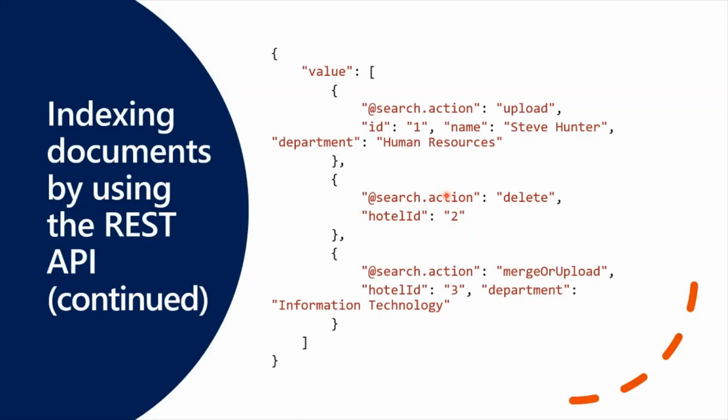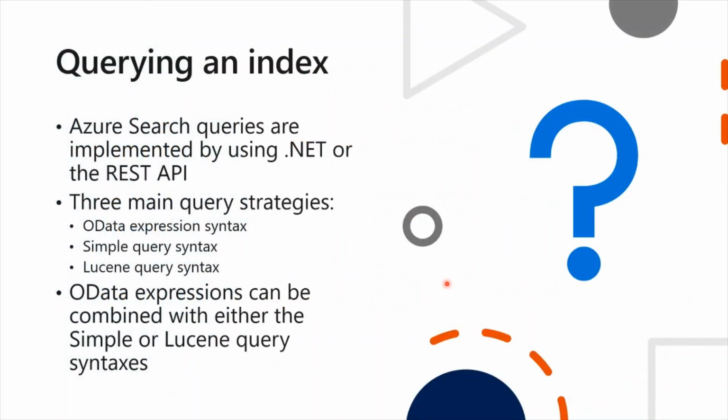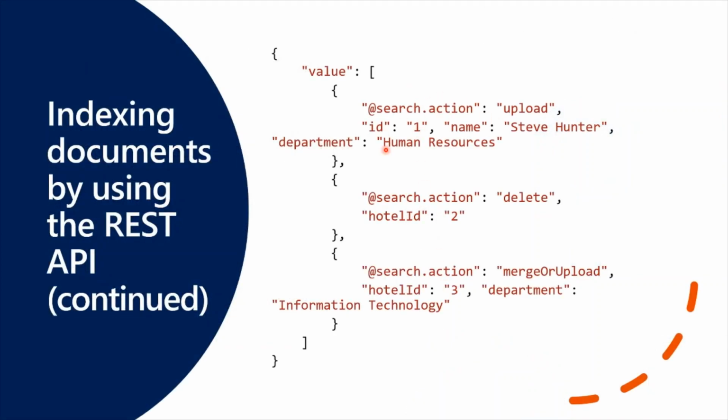Indexing documents by using the REST API. So then you need to send these values as well. The values are like search action upload, search action delete, search action merge or upload, and then you need to send the ID, name, hotel ID, and all those things. Just pay attention here: the data type is not fixed. Here it's ID, name, department. Here you only send action and then hotel ID. Here you send different fields, so the data type is different.